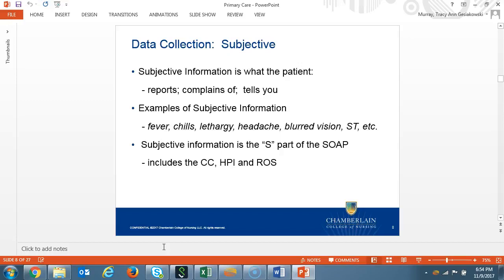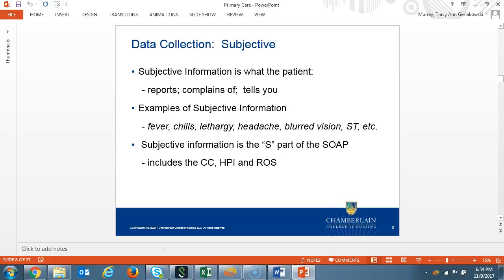Under constitutional, fever, chills, lethargy, weight loss or gain. Under HEENT, headache, blurred vision, otalgia, sore throat. Under neck, swollen lymph nodes. Under lungs, shortness of breath, complaints of cough or wheezing. These are all examples of subjective information.